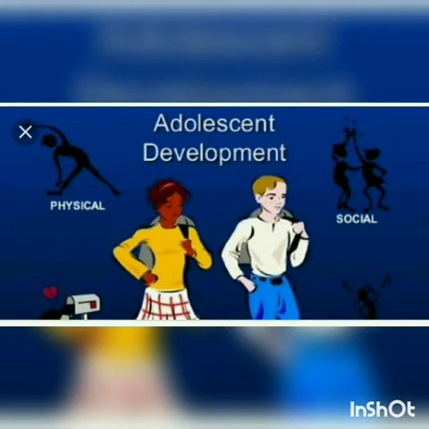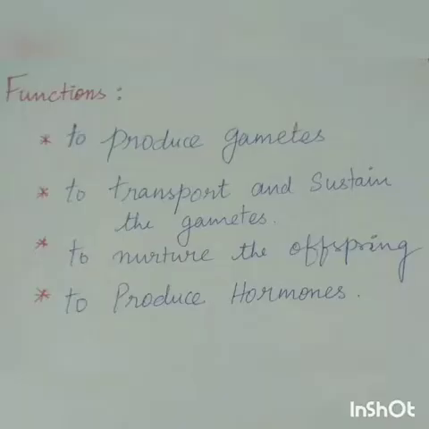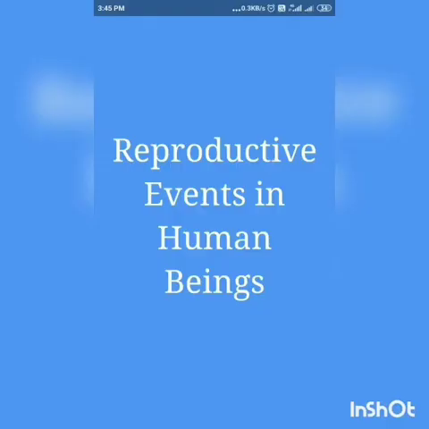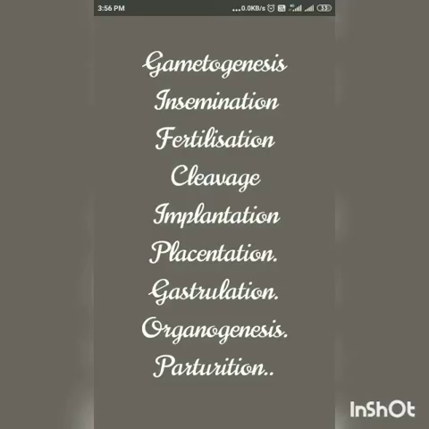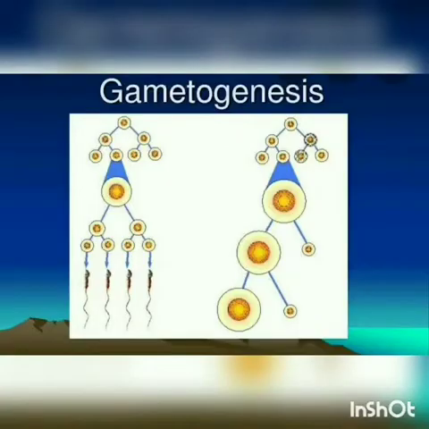The main functions of the reproductive system are to produce gametes, transport the gametes, give food to developing offspring, and to produce hormones. There are some major events in the reproductive life of human beings which start from gametogenesis and end in parturition. First is gametogenesis. Production of gametes is called gametogenesis.